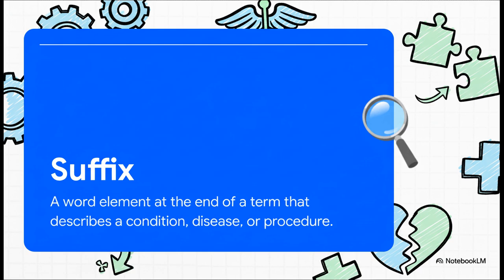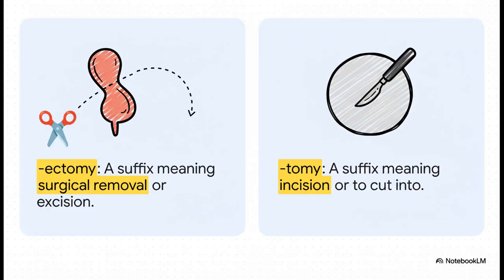Now for the other bookend, the suffix. This is the piece at the very end of the word, and it often tells us what's happening. You know, is it a condition, a disease, or maybe a procedure? For example, let's look at these two suffixes. An appendectomy, which ends in ectomy, means the surgical removal of the appendix. But a craniotomy ending in tomy means cutting into the skull. That ending completely changes the entire action. Yeah, it matters. A lot.